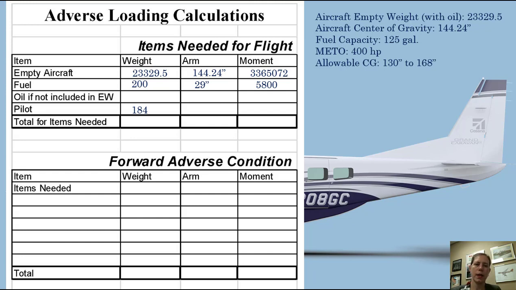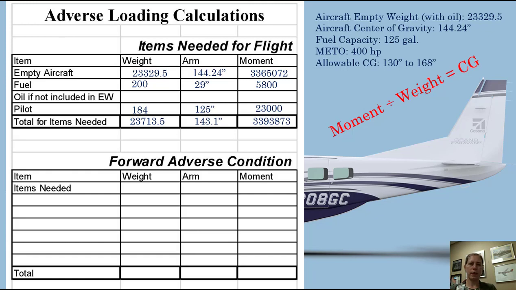Now we have our pilot. The one pilot weighs 184 pounds. The front seats are located at 125 inches. So doing that again, weight times arm equals moment, and we get 23,000. Now I'm just going to add up my weights, add up my moments. Feel free to pause the video if you want to do that yourself. And then we use our formula, moment divided by weight, and we get our center of gravity. So that's our center of gravity right now with our minimum items required for flight: one pilot and minimum fuel plus the aircraft.